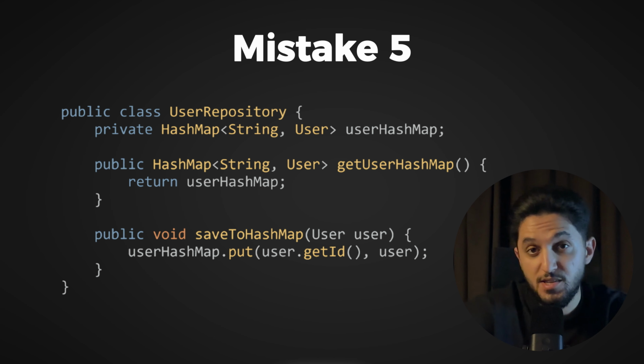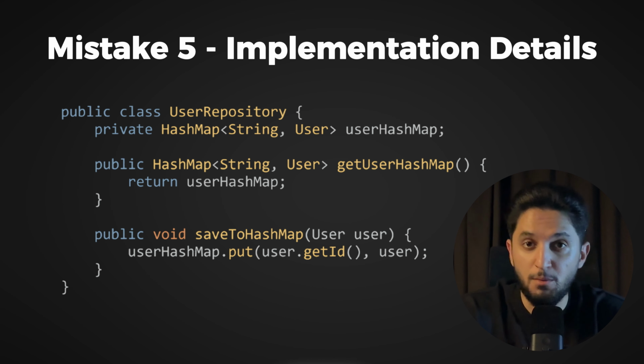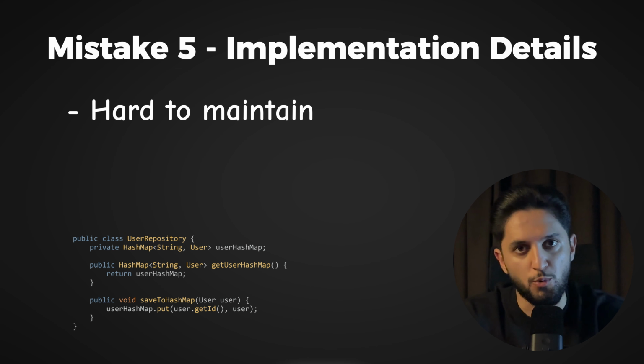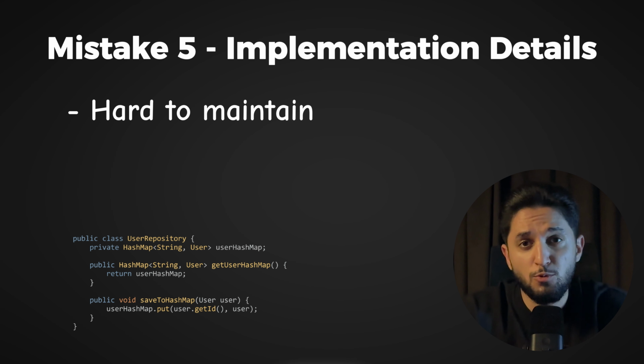Last one. This is the mistake senior developers catch immediately. You're exposing implementation details in your names, such as user hash map and save to hash map. Now imagine you switch to concurrent hash map because thread safety is important to you. Would you rename everything, such as user concurrent hash map and save to concurrent hash map? Of course not. That would be ridiculous.